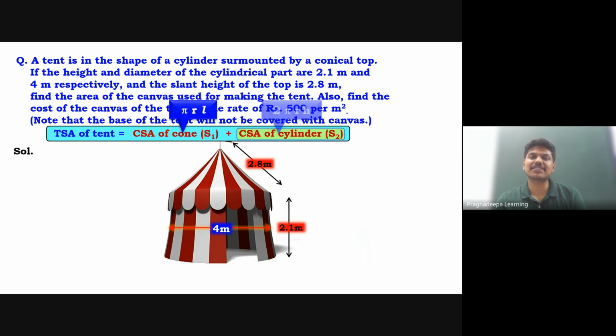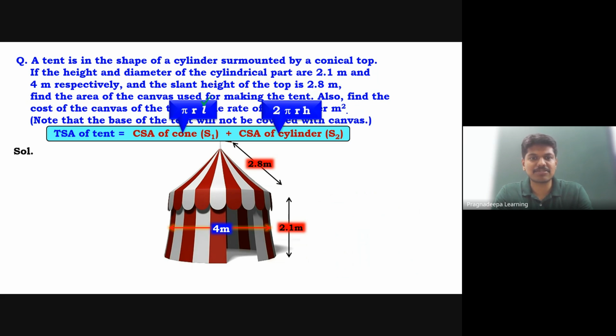Next, what is the CSA of a cylinder? It is 2 pi RH. But don't get confused with H of the cone and H of the cylinder here, students. The H of the cone is different from H of the cylinder here. Okay. So do we know all the data?